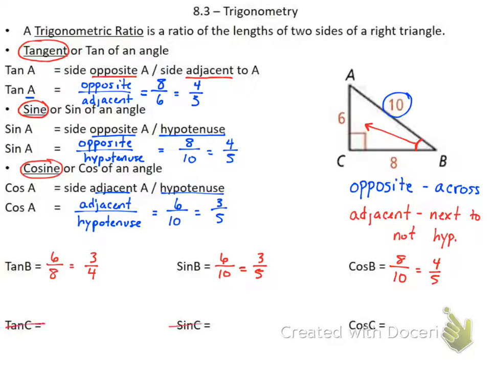With each of the bottom, tangent of C, sine of C, cosine of C, cross them off. We can't ever use trig from our right angle. So we can't do any of those. Just write can't do.